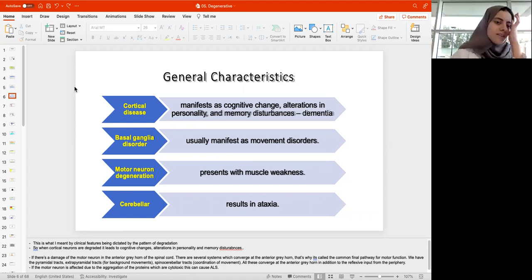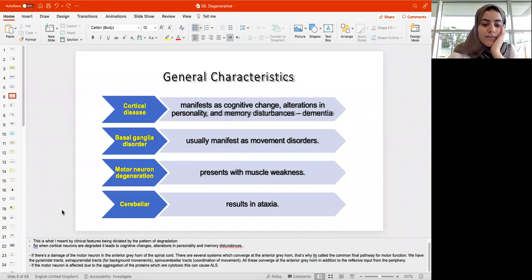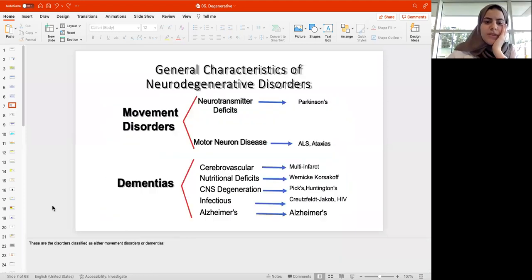This should also be an easy question. If it's an upper motor neuron lesion, spasticity, exactly. Okay. And cerebellar ataxia. You should know these by now. Okay, that's it. So these are the specific disorders under each classification.